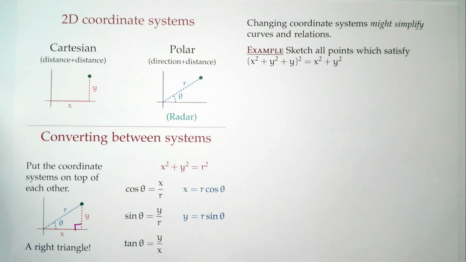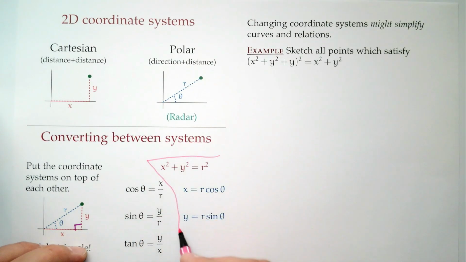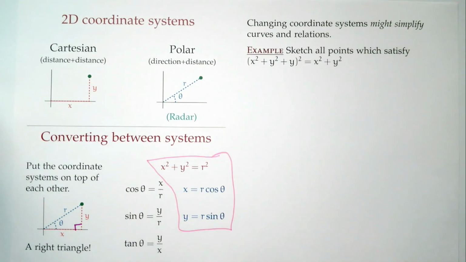Now, hopefully, among these, you really should have these down cold. You should just know them. X squared plus y squared equals r squared. X equals r cosine theta. Y equals r sine theta. If you don't, draw the picture. The picture will help you reconstruct.